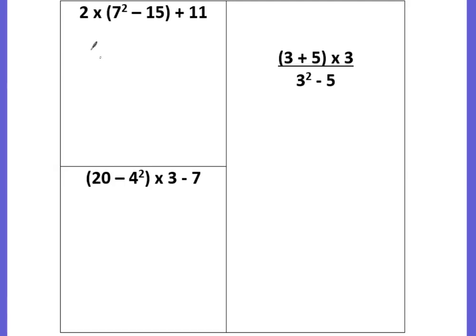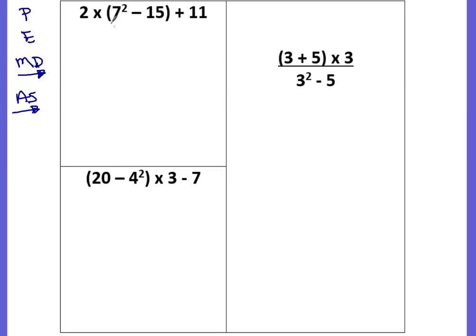Next one, 2 plus, and here we have a grouping symbol, 7 squared minus 15 plus 11. So let me write down my PEMDAS. P is for grouping symbols, E is for exponents. Multiplication and division goes from left to right, and addition and subtraction goes from left to right. And now we're ready to solve.